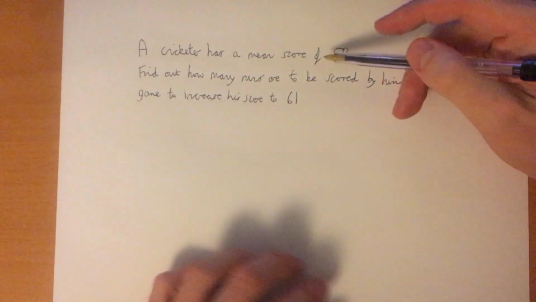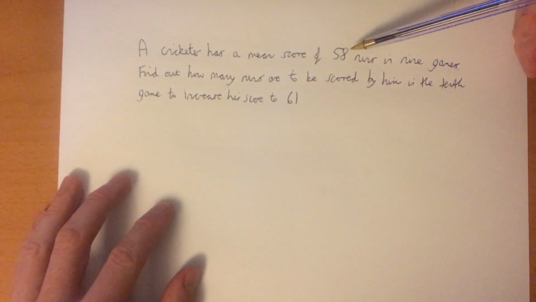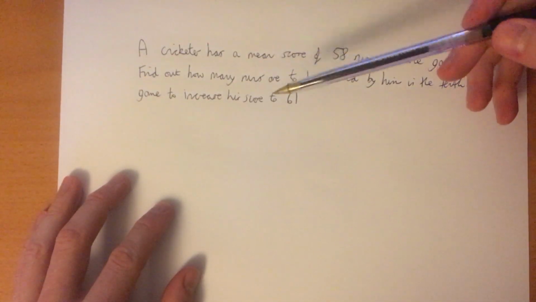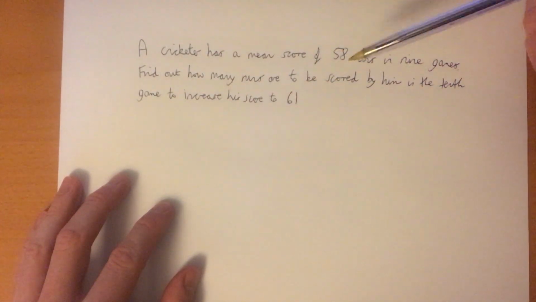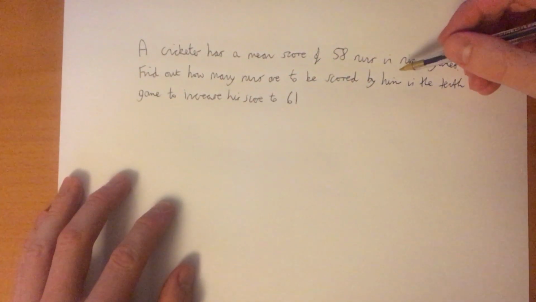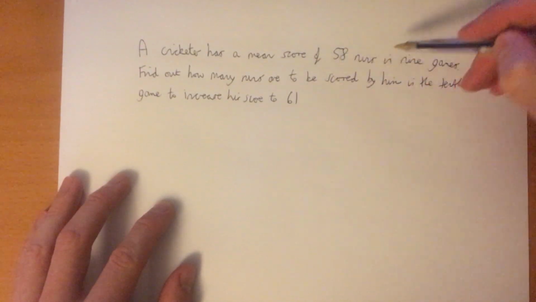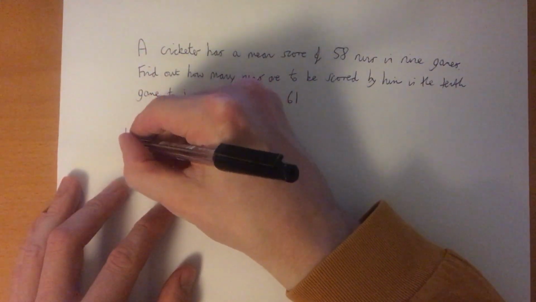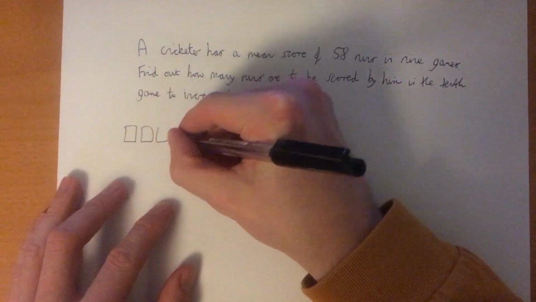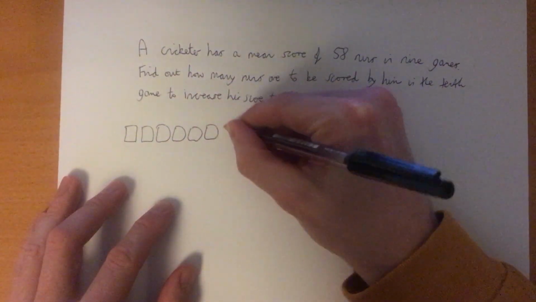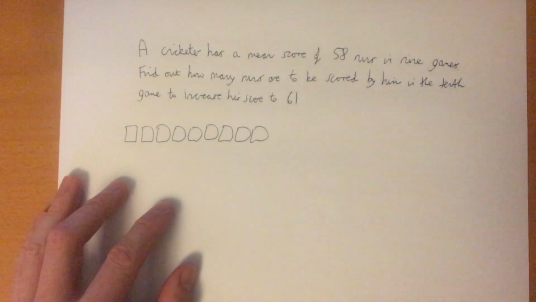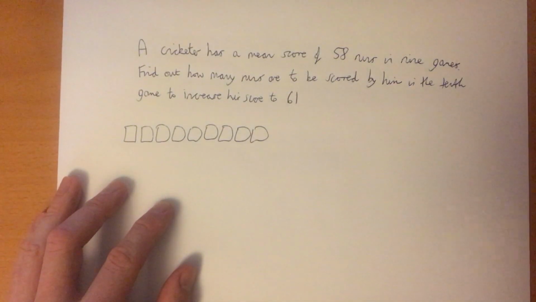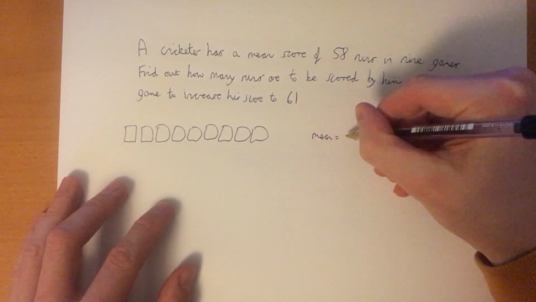Okay, here. Right, this is the most difficult one. A cricketer has a mean score of 58 runs in 9 games. Find out how many runs to be scored by him in the 10th game to increase his mean score to 61. Okay, so his mean score is 58 from 9 games. So the way I want to do it is this. I'm going to represent this as each of the games. So 1, 2, 3, 4, 5, 6, 7, 8, and 9 games. Right, 9 games, his mean score is 58. So his mean is 58.